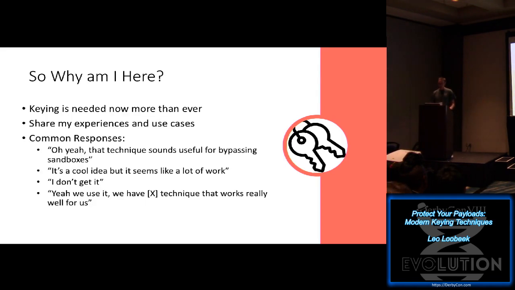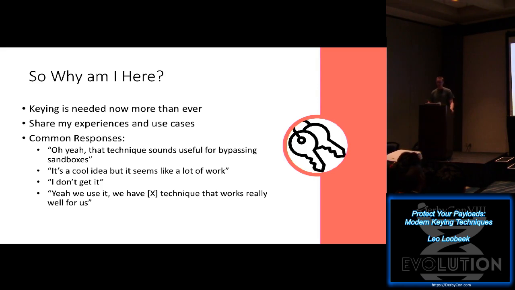So huge thanks to Josh and Travis for giving us a really first good practical use case for keying. So you're probably wondering, well, why am I here? Given the SpongeBob slide in particular, I think keying is needed now more than ever. We really need to protect our code that we're sending down to our targets. I've been using this now for about a year and a half, so I just figured I'd share some experiences and use cases. Most of you guys are probably smarter than I am, so hopefully this will help you come up with ways you can use it.